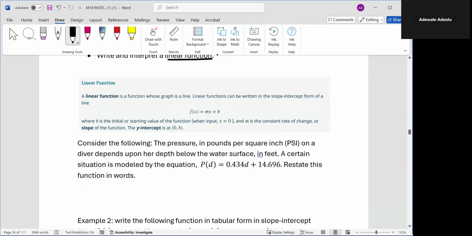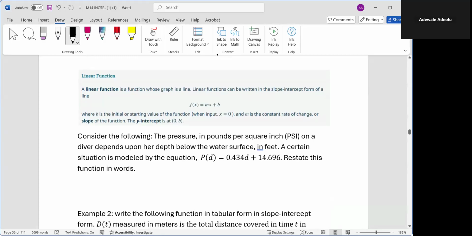So let us start. What is a linear function? A linear function is a function whose graph is a line. The graph is a line. Say we have some graph this way. So a linear function behaves this way. It's a line, right? It could be a positive line or a negative line. Now, a linear function is a function whose graph is a line.